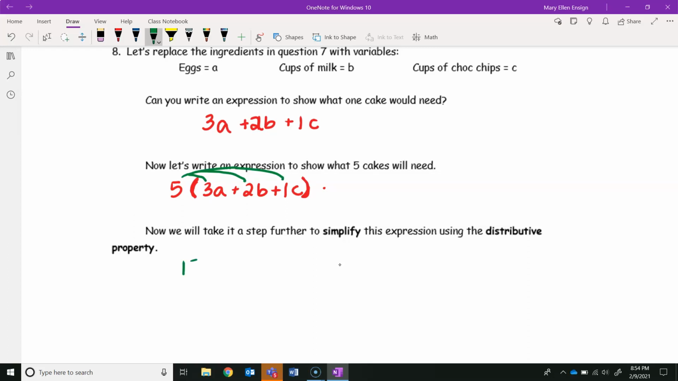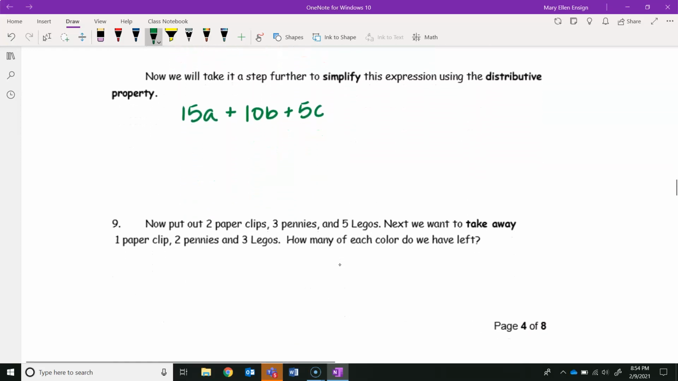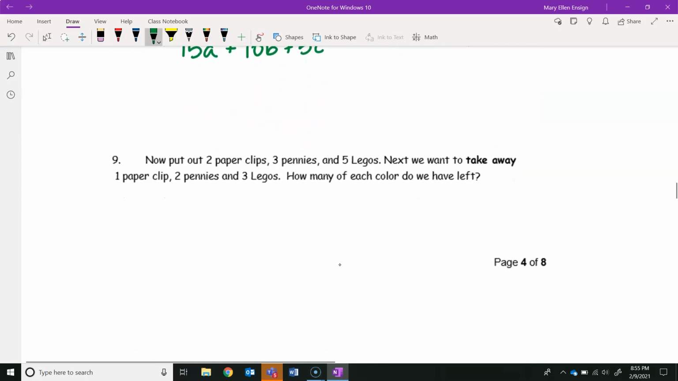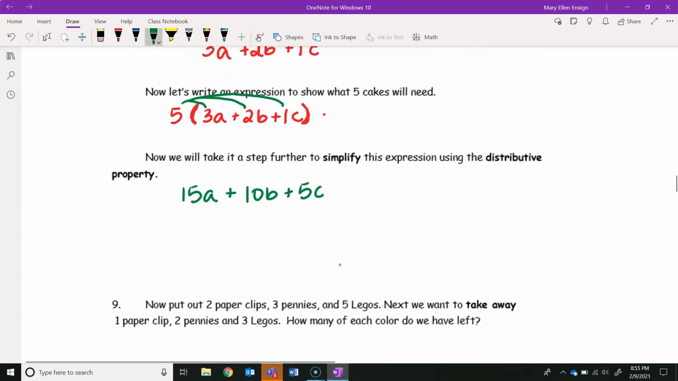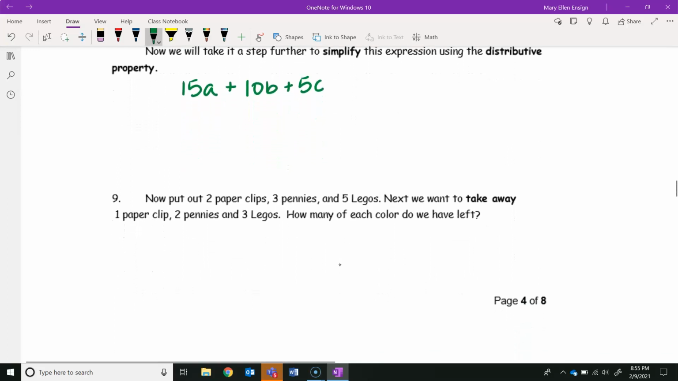So 5 times 3A is going to be 15A, 5 times 2B is 10B, 5 times 1C is 5C. And if you think about what we had before, we said 15 eggs, 10 cups of milk, 5 cups of chocolate chips. And we know from before that we can't combine those because they are different terms. They're not like terms, so they have to stay separate, just like that. We'll come back to using the distributive property in a little bit, but that's a little example of how the distributive property works.